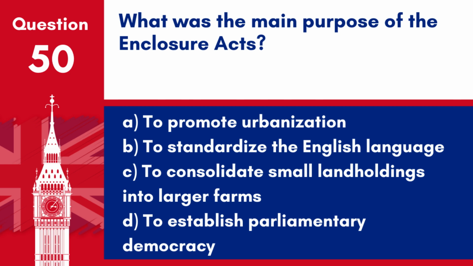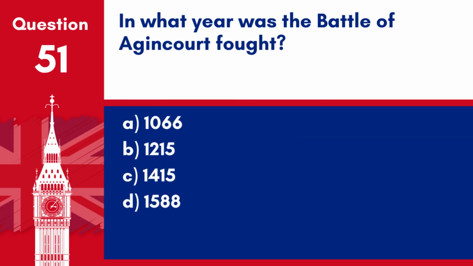Answer C. To consolidate small landholdings into larger farms. The Enclosure Acts allowed for the consolidation of common lands and small holdings into larger, more efficient farms, transforming the landscape and agricultural practices.